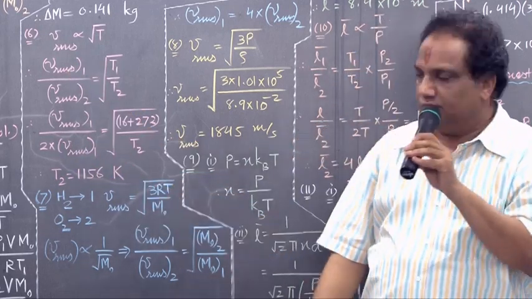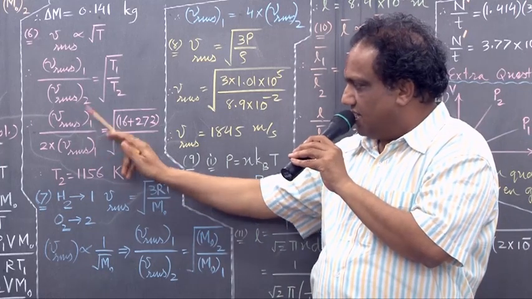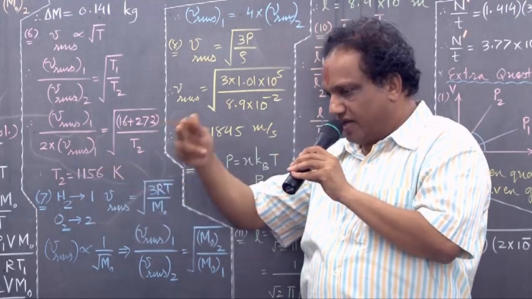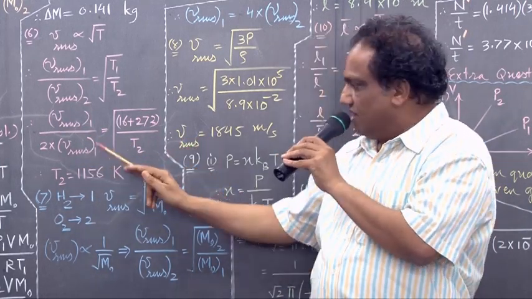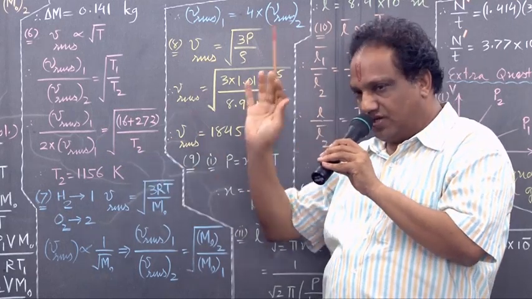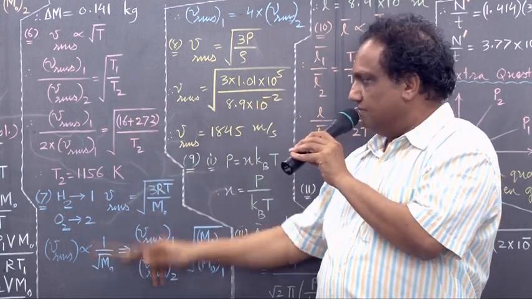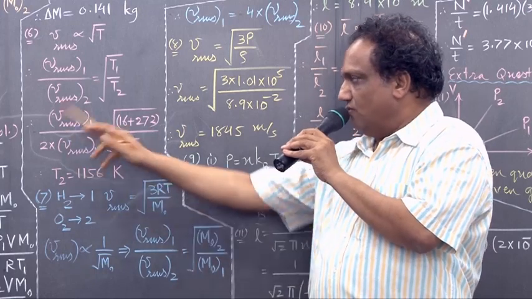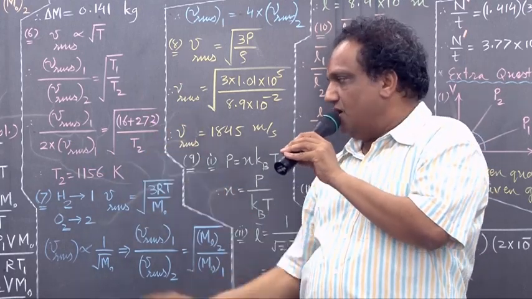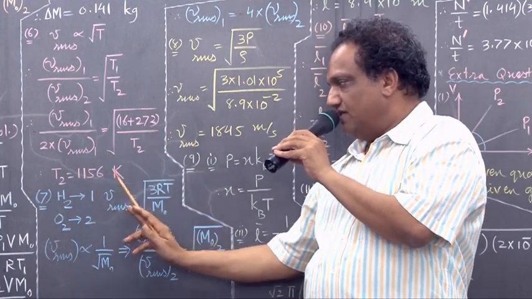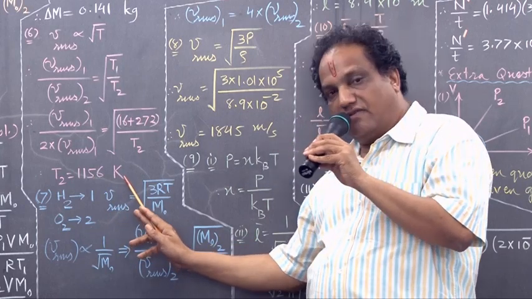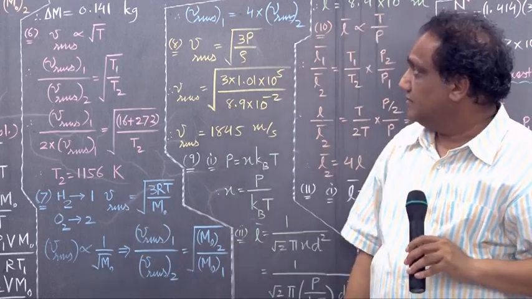2 into, now these two get cancelled. 1 upon 2 whole square is 1 upon 4. And when you take the square, the square root will vanish. This is 289 into 4. T2 will be 289 into 4. Answer is 1156 Kelvin. Next.